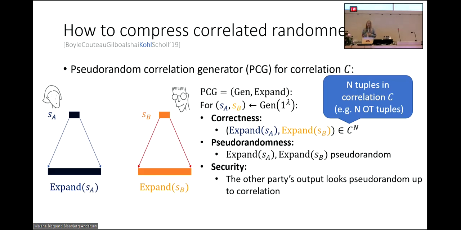But here we need something more, because here the secrecy is actually against the other party who has some partial information of this compressed seed. So we need that even if I have my seed as, say, Alice, then the output of Bob should still look like a fresh random tuple in the correlation. So I learn nothing more than that what the other party has is in the correlation.